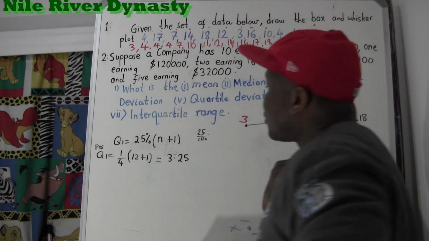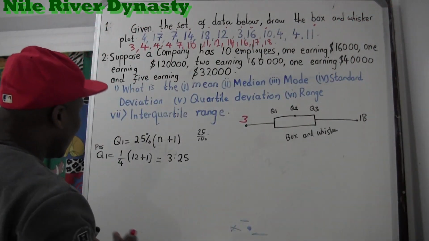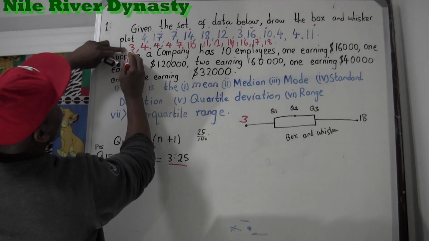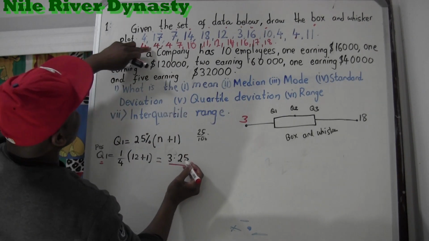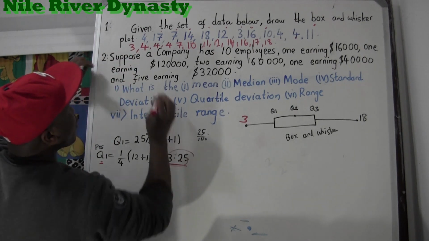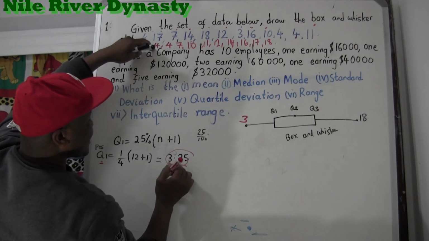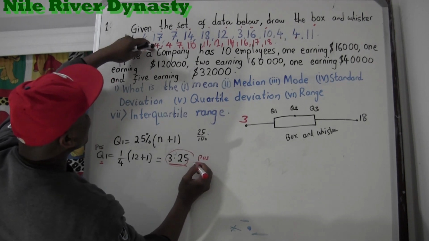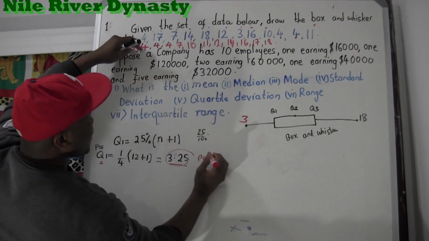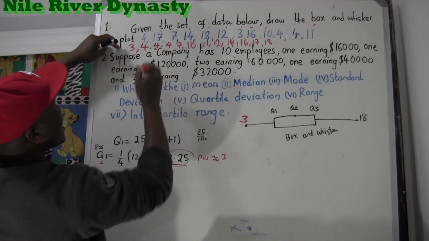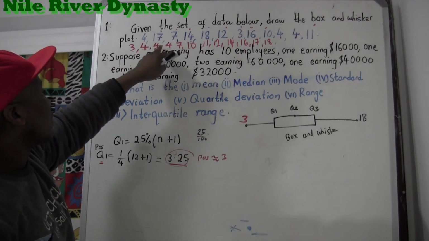So after the ascending order, we say quartile 1 is in the position of 3.25. Now we go 1, 2, 3. So 3.25 is closer to 3. Look, 1, 2, 3. 3.25 is a position. If I approximate this, it's like a 3. So quartile 1 is the number in position 3, which is 4.